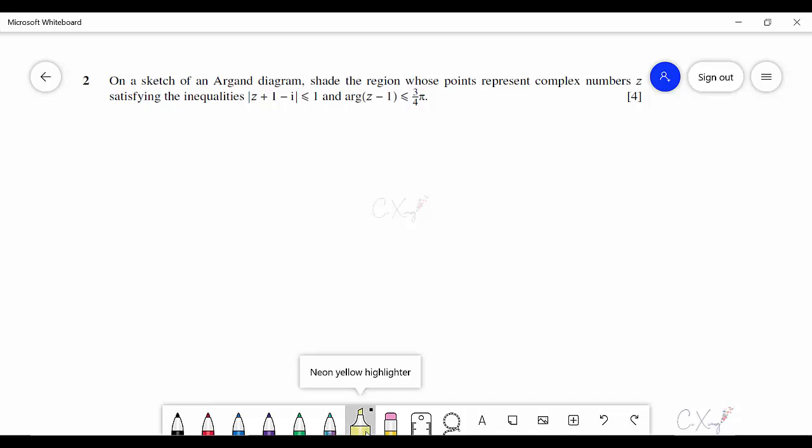Okay, so for question number 2, they want you to shade the region where the points represent complex number z satisfying two inequalities. This is the first inequality and this is the second inequality.